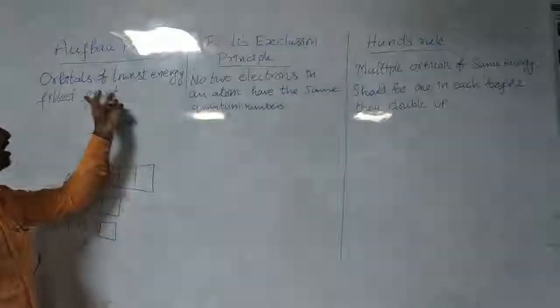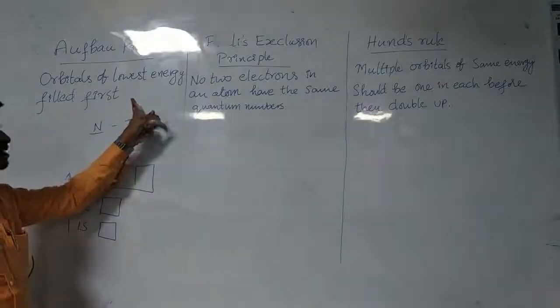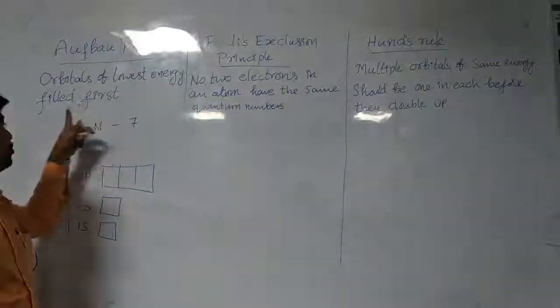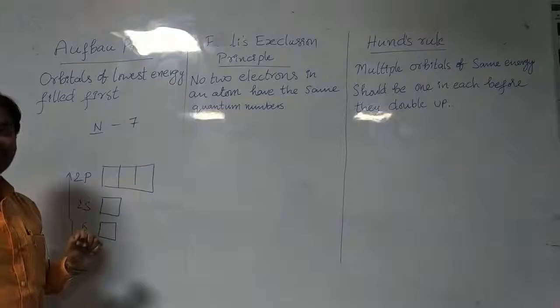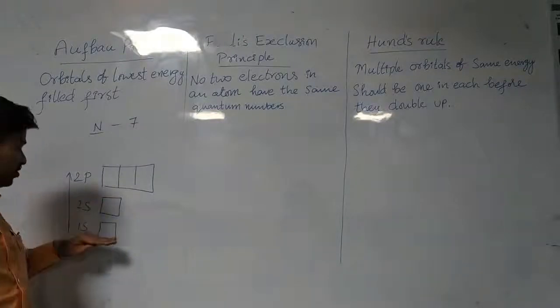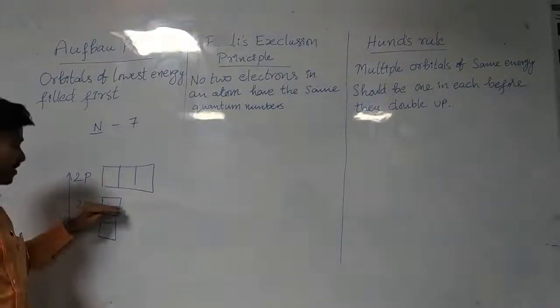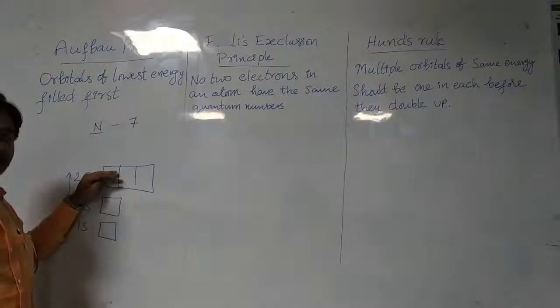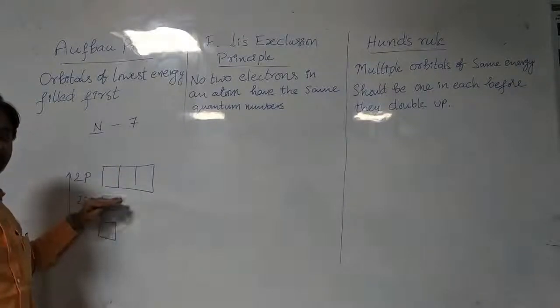The first one is the Aufbau principle. What is the Aufbau principle? Orbitals of lowest energy are filled first. What is the lowest energy? The lowest energy is 1s, then 2s, and then 2p. Here the lowest energy level should be filled first.